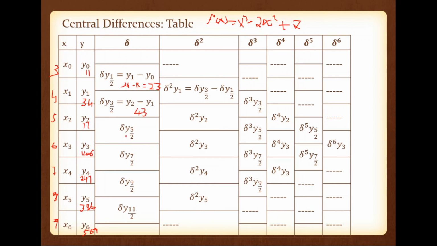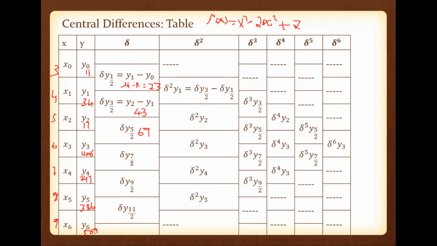Similarly, delta y 2.5 is the middle point of 2 and 3. So that is y3 minus y2, that is 146 minus 77. So we have 69. Okay. Similarly, delta y 3.5 is the middle point of y4 and y3.